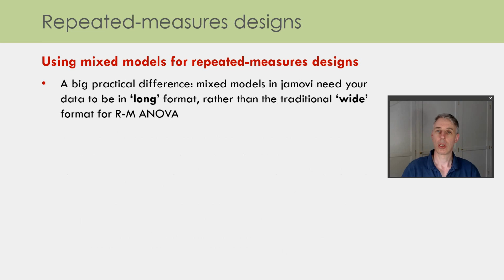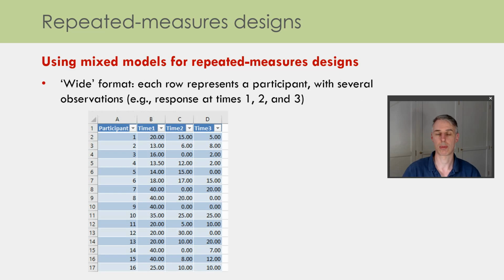Okay. Now, just before we get going, a really important thing to highlight here is the practical difference that you will see in how the data are set up. Mixed models in jamovi need to be formatted in what's often referred to as long format, as opposed to the more traditional, so-called wide format, that you would have data set up in for repeated measures ANOVA. Okay, so what do we mean by long and wide format?